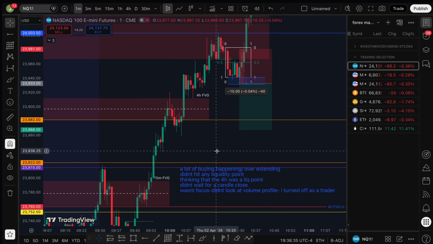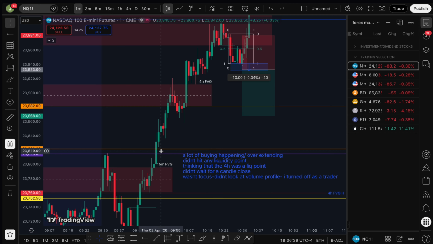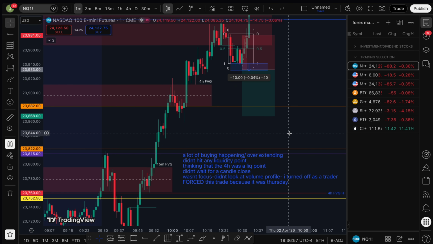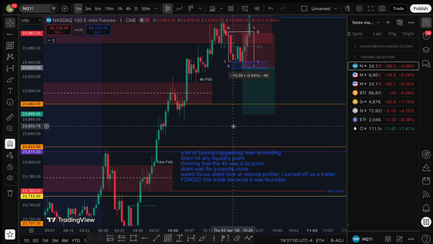But yeah, one last thing: because it was Thursday, I forced a trade. I'll be honest, I forced this trade because it was Thursday. Yesterday I missed out on the opportunity of winning 500 because I couldn't trade on the 10 p.m. news, 2 minutes before, 2 minutes after, and my setup was literally happening 2 minutes after.